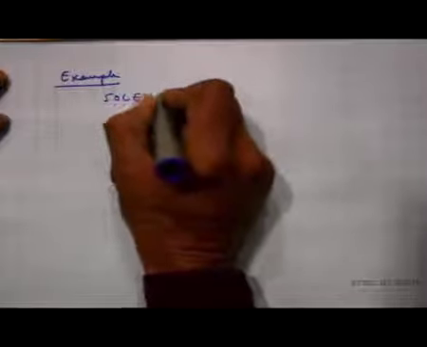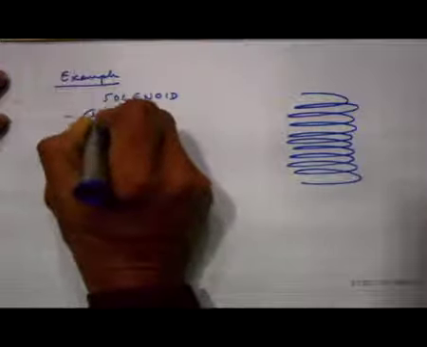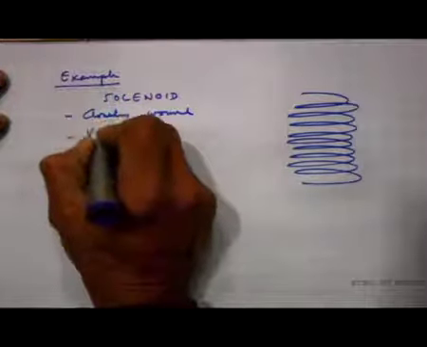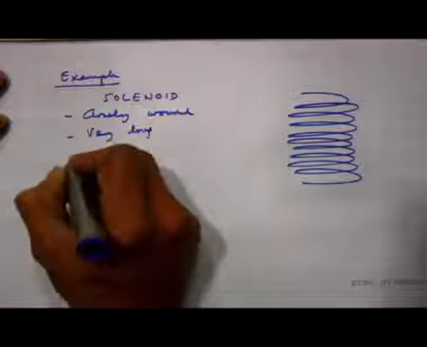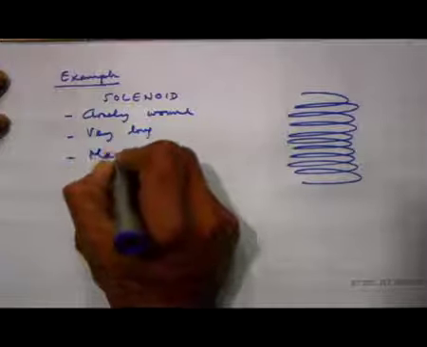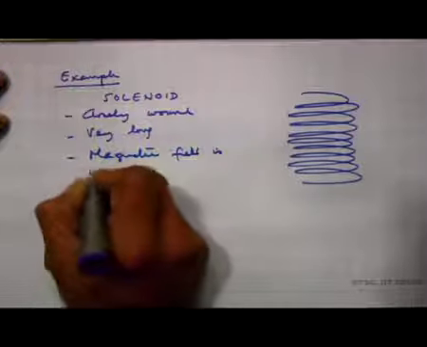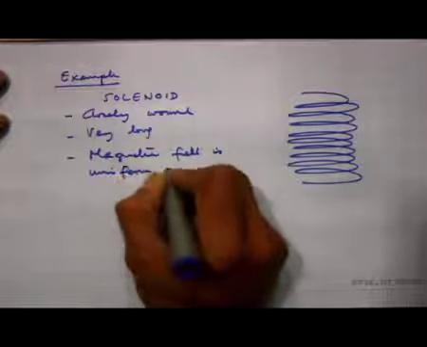So, I want to take an example here, and that example is a solenoid. A closely wound and very long solenoid. So, I will assume that the magnetic field is uniform within the solenoid.